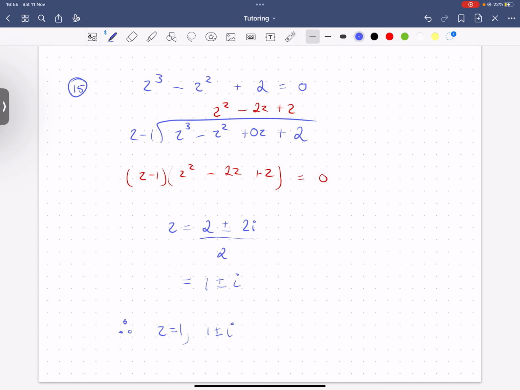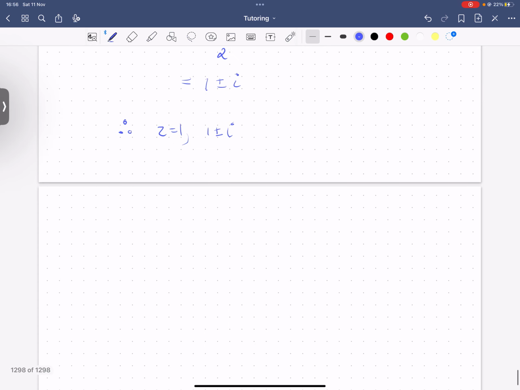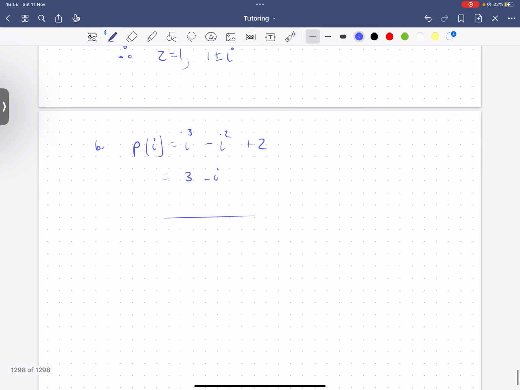Part B, we're asked to find the remainder when it's divided by z minus i. So using the remainder theorem, p of i is going to be the remainder. Now p of i is just i cubed minus i squared plus 2, which I believe is 3 minus i. So that would be the remainder there. So again, we did learn this in class, but the remainder theorem and the factor theorem still work for complex numbers.